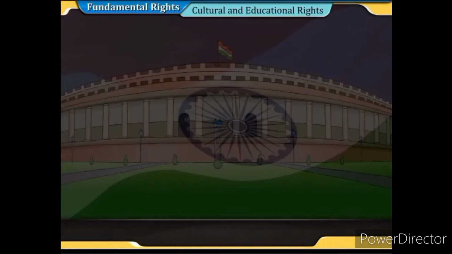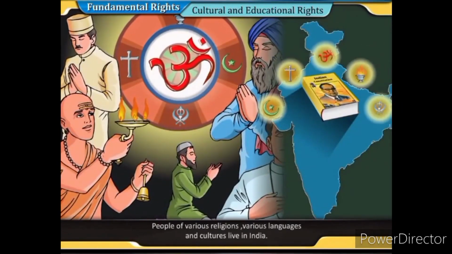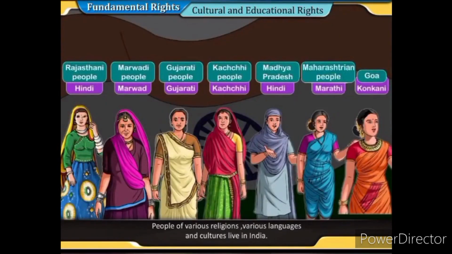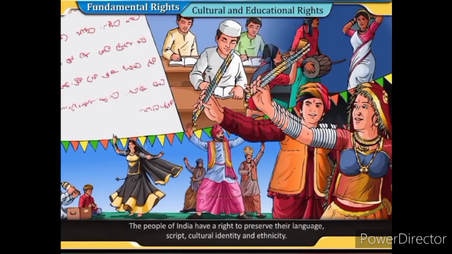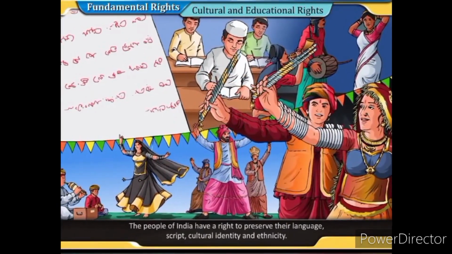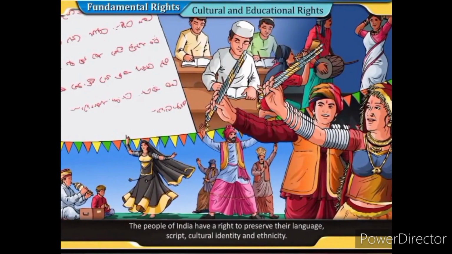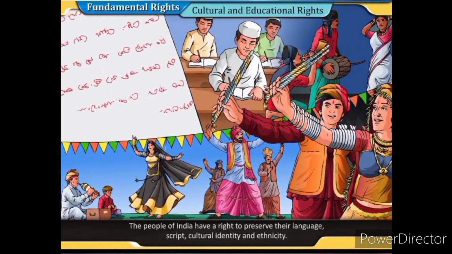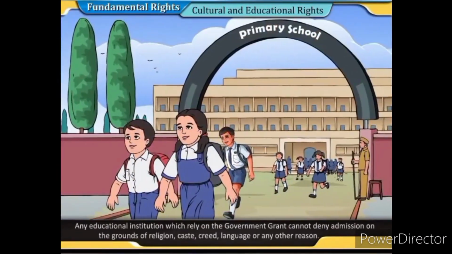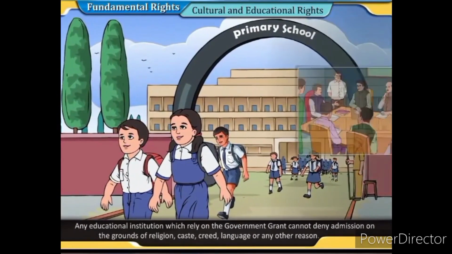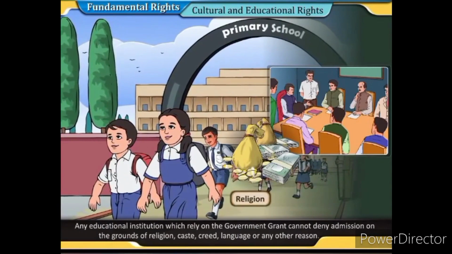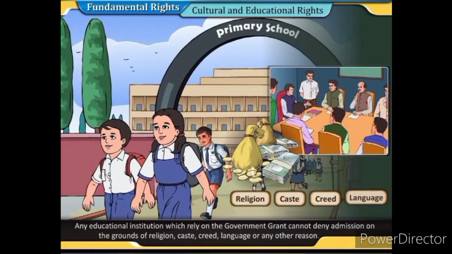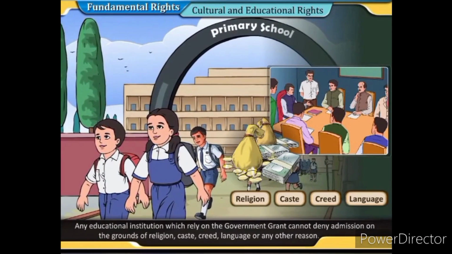Cultural and educational rights. People of various religions, various languages and cultures live in India. The people of India have a right to preserve their language, script, cultural identity and ethnicity. Any educational institution which relies on government grants cannot deny admission on the grounds of religion, caste, creed, language or any other reason.